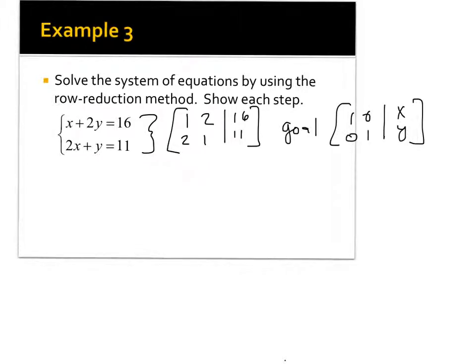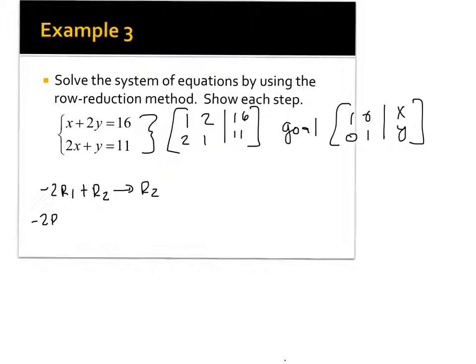So what's nice here is this guy is already set to 1, so I don't have to do anything with that. So my focus, remember, top down, I want to get this guy 0. To get this guy 0, I'm going to take -2 times row 1, add it to row 2, and that's going to replace row 2.